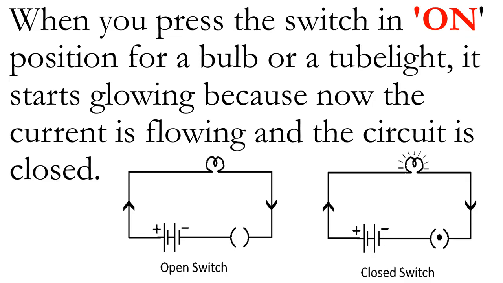When you press the switch to the on position for a bulb, a tube light, or a fan, it starts working because now the current is flowing and the circuit is closed. Students, you can check here in these two diagrams. The first one is indicating an open switch. Hence, the bulb is not glowing even if we have a source of energy. Whereas in the second diagram, when the switch is closed, we can see the bulb is glowing.